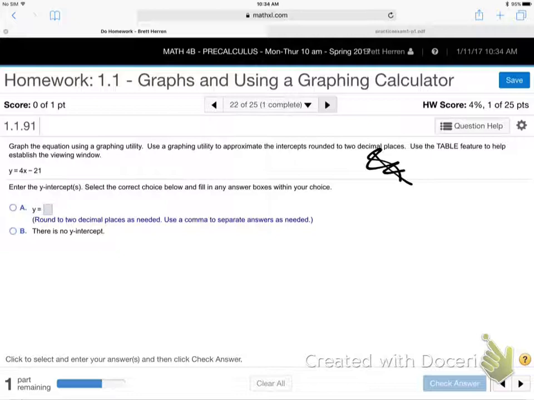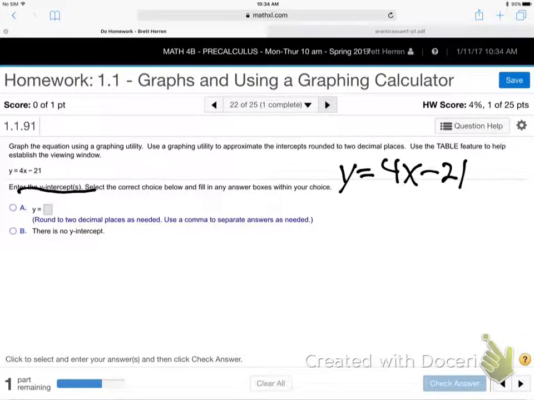Okay, so there we go. They want me to find the, what do they got? y equals 4x minus 21. We could graph it easy enough, right? We'd start down 21 and then go up 4 over 1. That'd be easy, but they're not asking for that. They're saying enter the y-intercepts. So they want the y-intercepts.